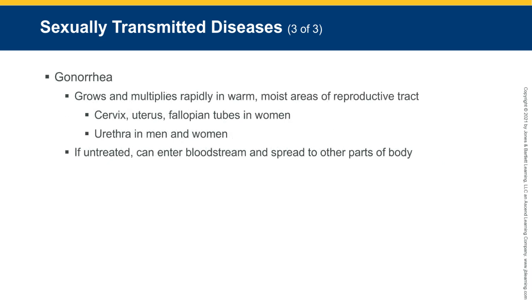Gonorrhea is another common STD that rapidly grows in warm, moist areas of the reproductive tract. In women, it affects the cervix, uterus, and fallopian tubes, while in both men and women, it can infect the urethra. If left untreated, gonorrhea can enter the bloodstream and spread throughout the body, leading to more serious systemic infections.